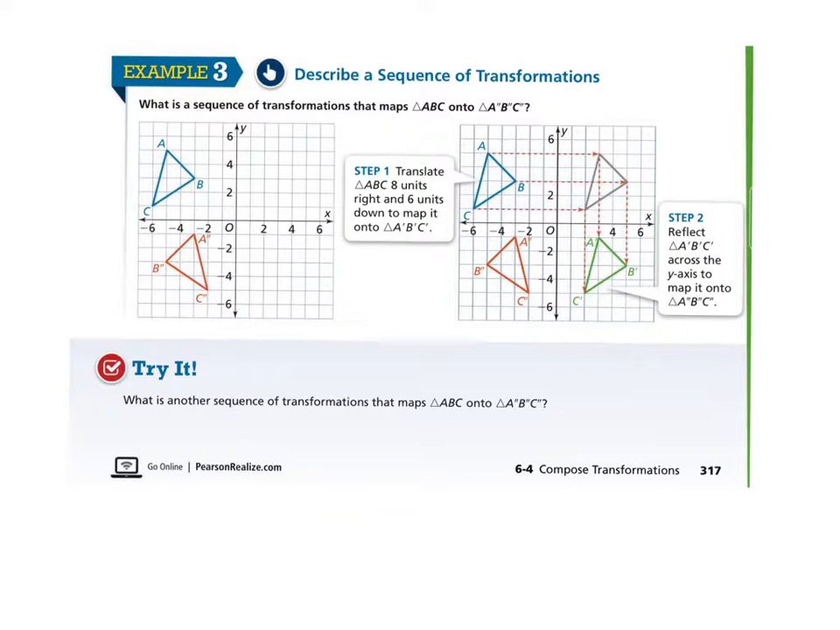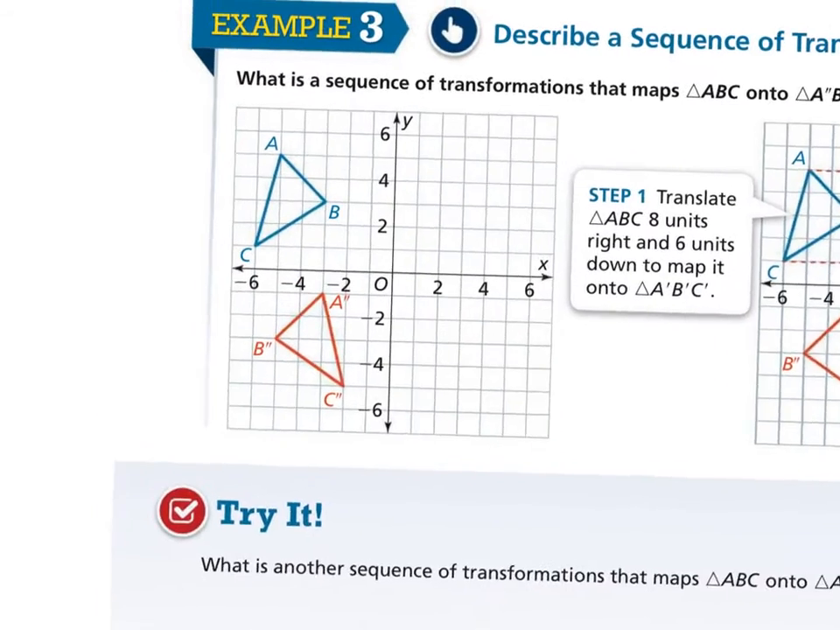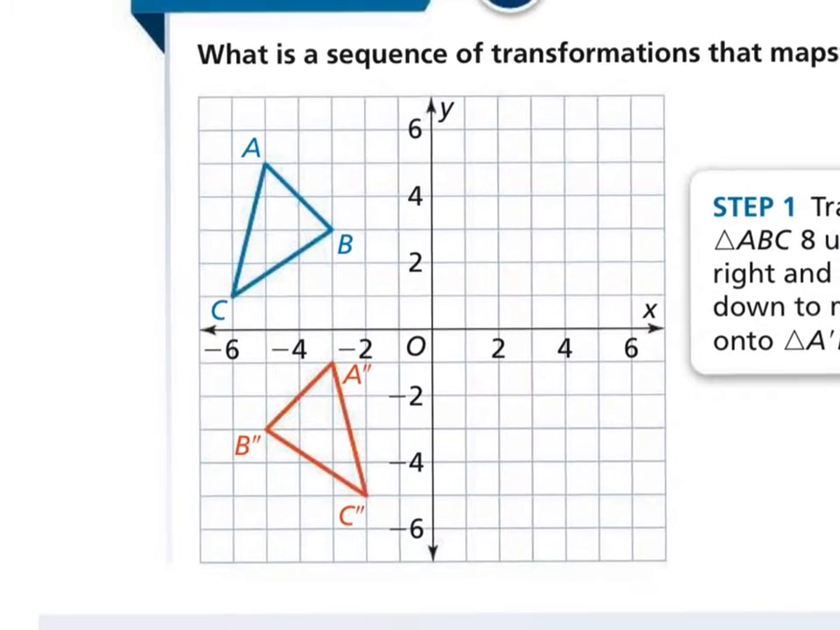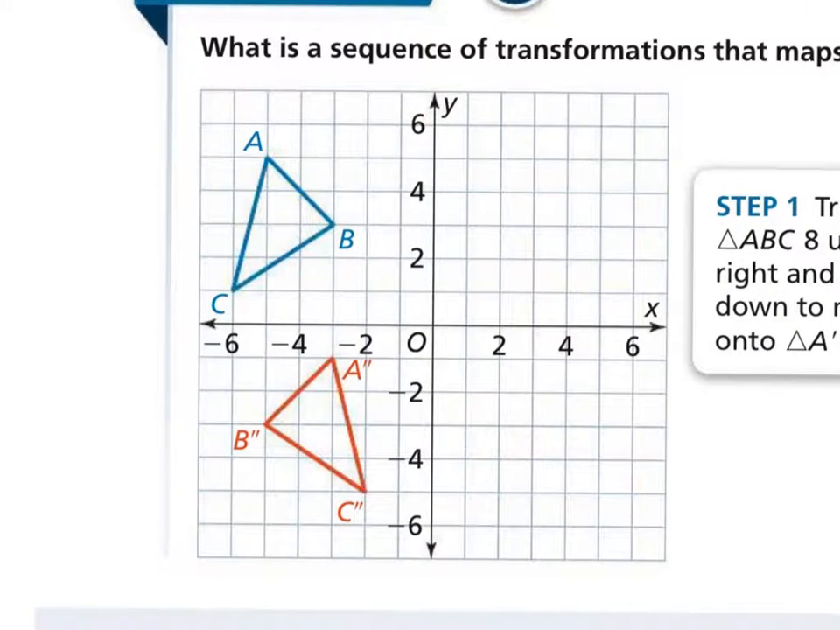Example 3, now here is the one where they are asking what is a sequence of transformations that maps ABC to A prime B prime C prime, A double prime, B double prime, C double prime. So they are just going to give us this, and they're going to say how did we get from the blue triangle to the red triangle. There's a couple different ways maybe that we could do this.